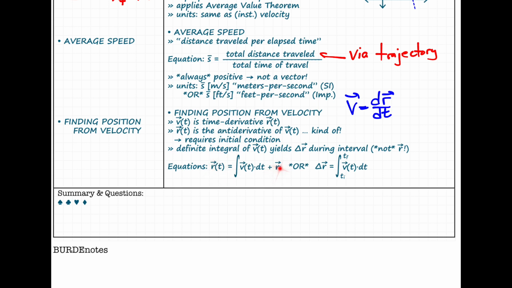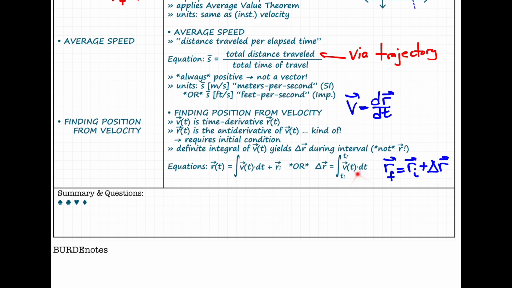Your initial condition helps you find your plus c if you use an antiderivative, an indefinite integral. Or you need an initial condition, so you know your initial condition and your final condition. That allows you to find your displacement during this time interval. And then you use the fact that the final position is going to be your initial position plus how far you've moved to find the final position. You need to know the initial position to find your position later in time.